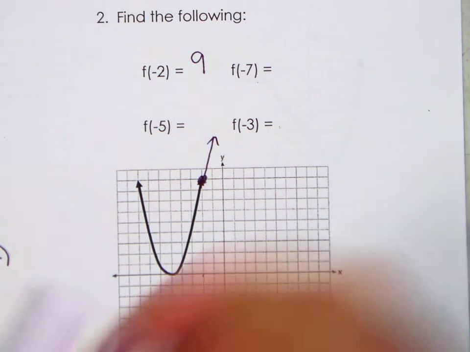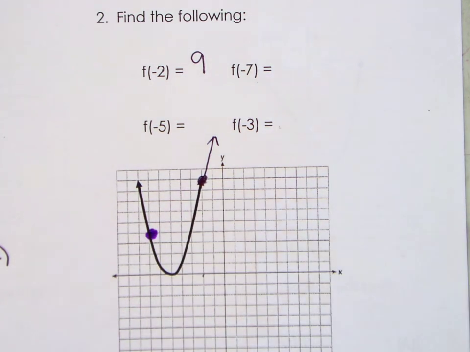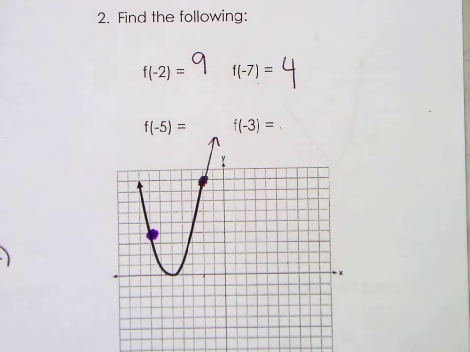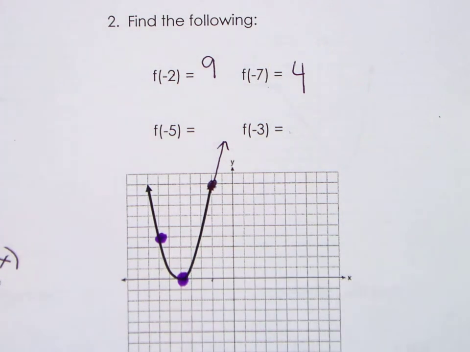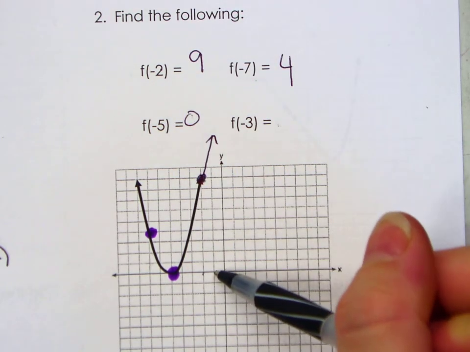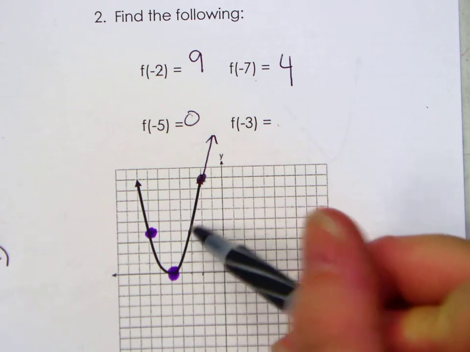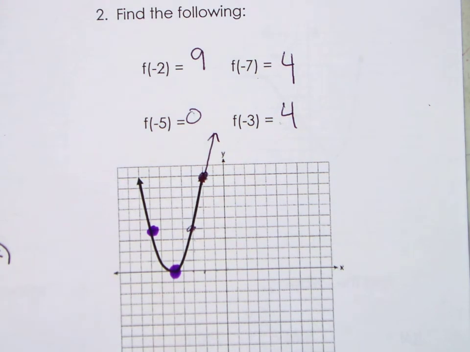-7 is my marker. Go to -7, and I'm going to go up. And there's -7. What's that y value? 4. Right? 1, 2, 3, 4. -5. What do you think? 1, 2, 3, 4, 5. What's that y value? 0. And finally, -3. 1, 2, 3. 1, 2, 3, 4. 4. And you're done. Right? Try number 3 on your own.